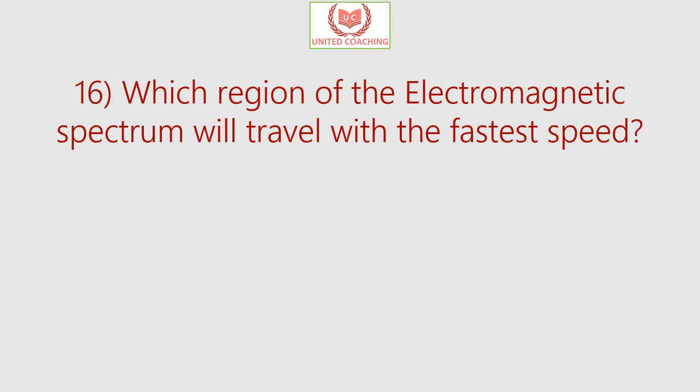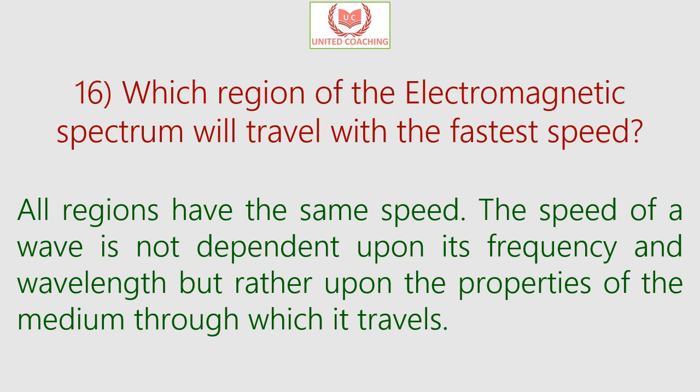Our next question is, which region of the electromagnetic spectrum will travel with the fastest speed? That means which region has the fastest speed? So the answer is, all regions have the same speed. The speed of a wave is not dependent upon its frequency and wavelength, but rather upon the properties of the medium through which it travels. So all the regions have the same speed.